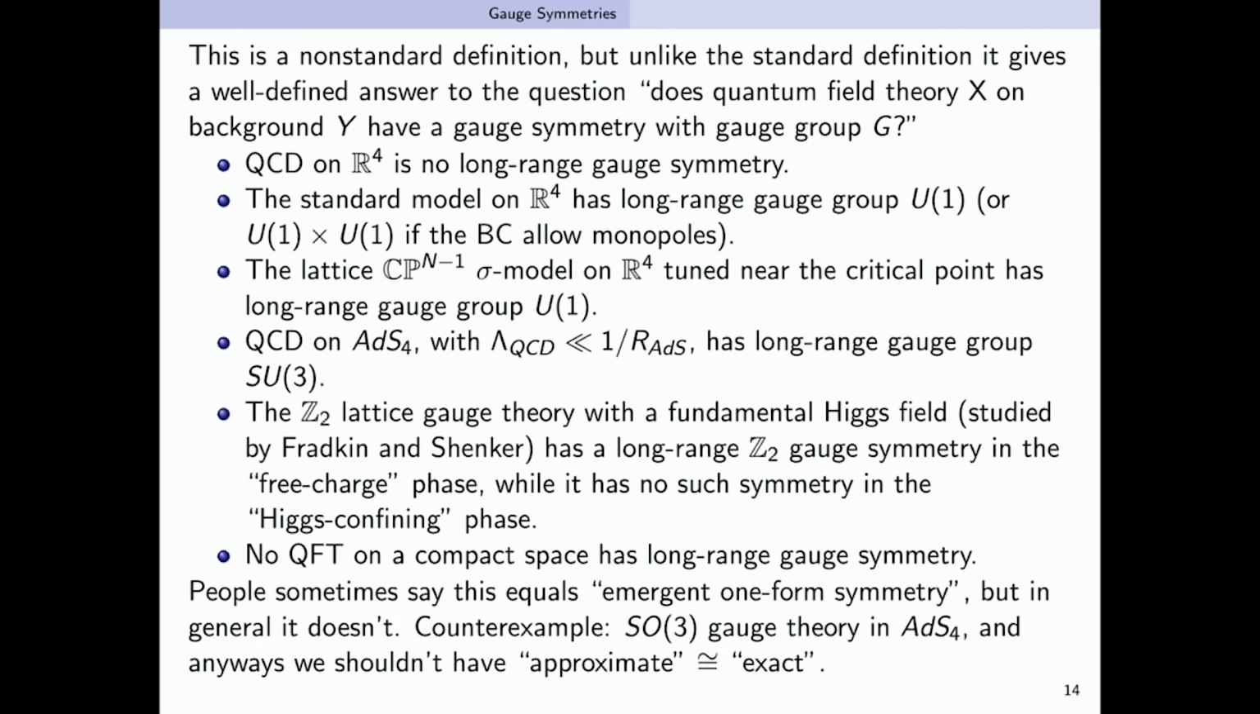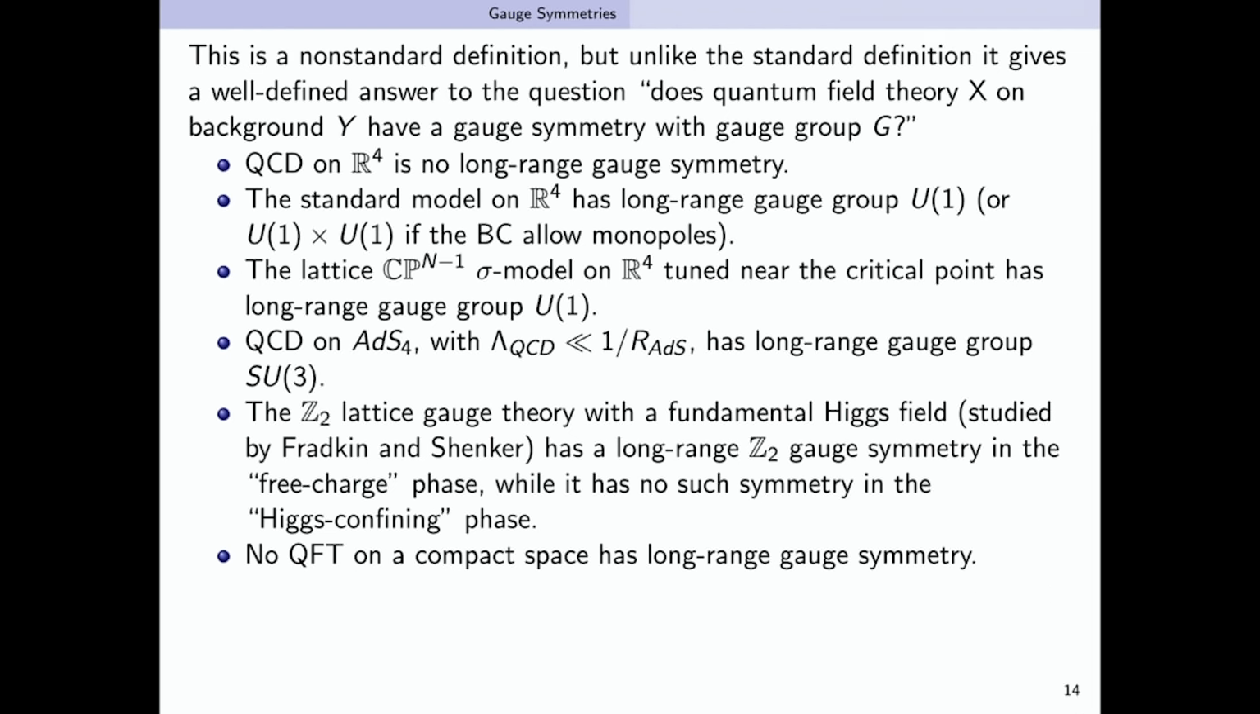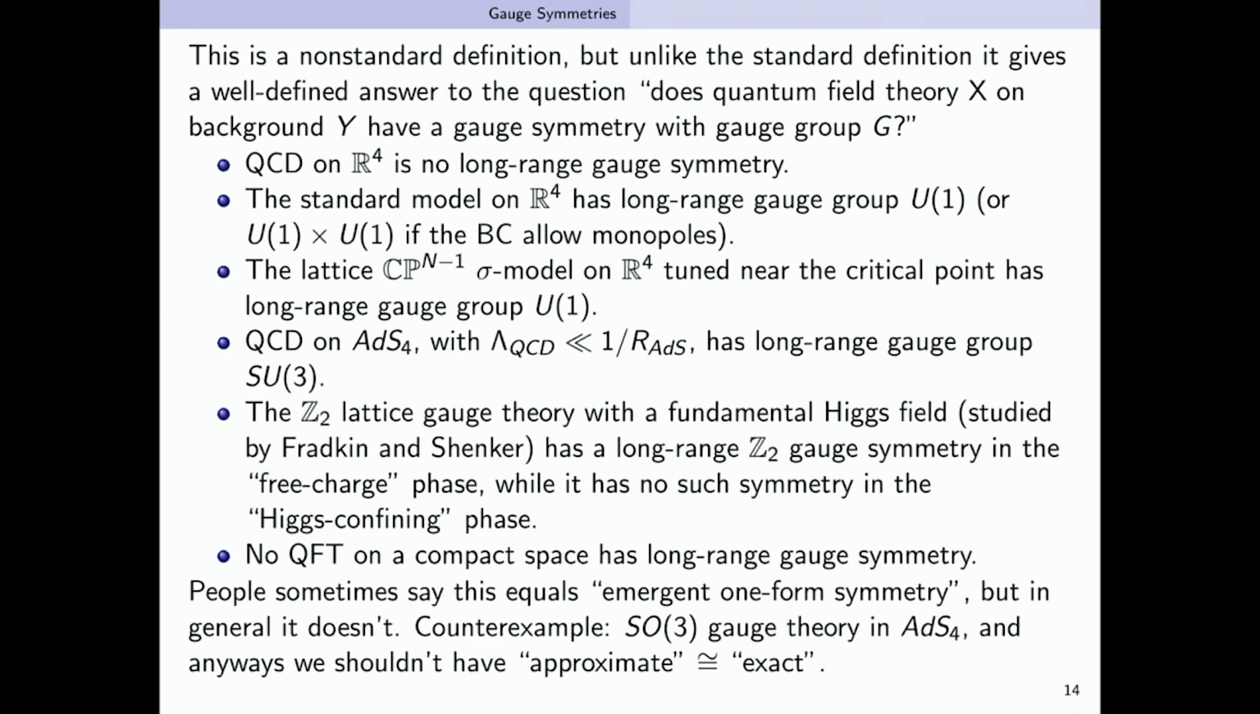Okay. Now, this is just because this comment came up yesterday. Sorry, Jake, I have to say this. So people sometimes say that this equals emergent one-form symmetry, but this is not true. In general, for example, if you think about SO3 gauge theory in AdS4, there's no center symmetry to speak of, but you still have a SO3 long-range gauge symmetry. And anyways, something exact, like a global symmetry in the boundary theory, shouldn't be dual to something approximate in the bulk.